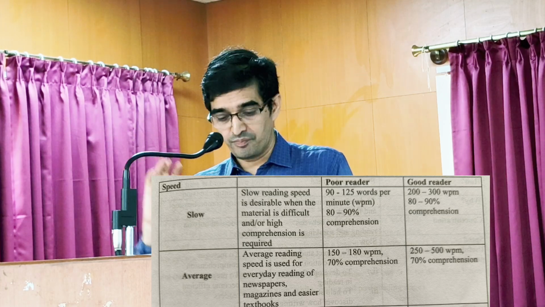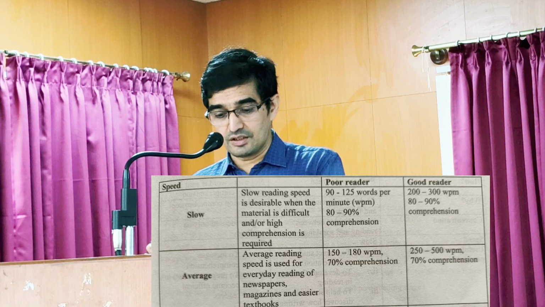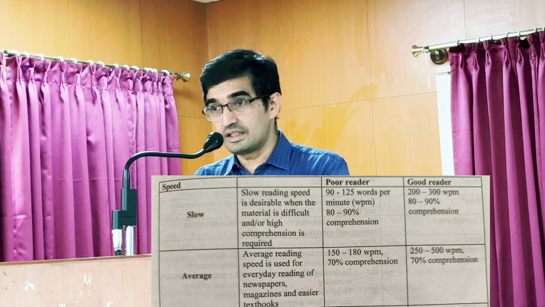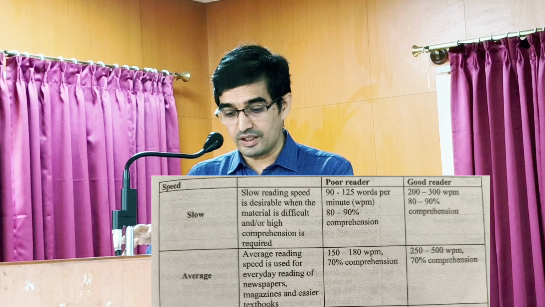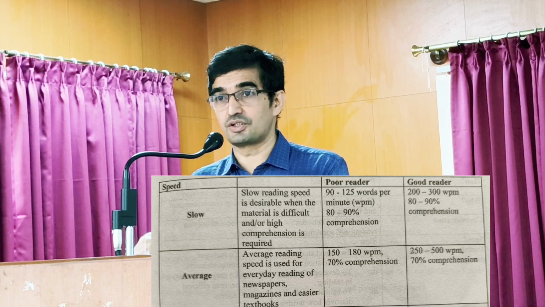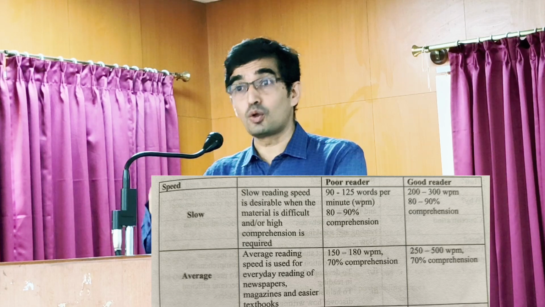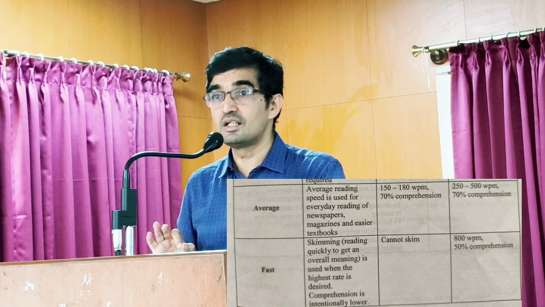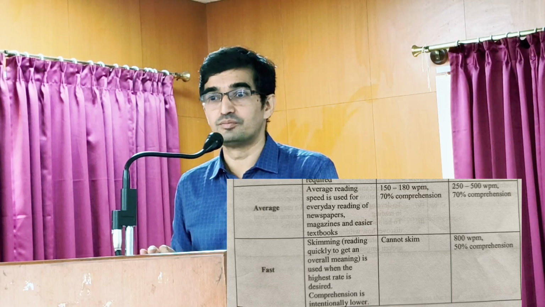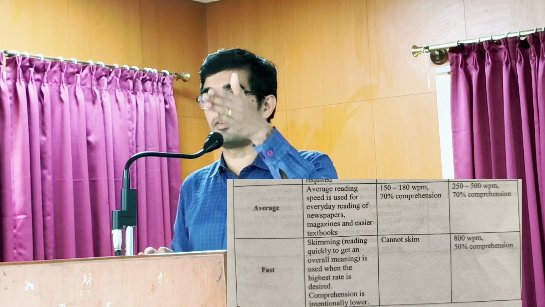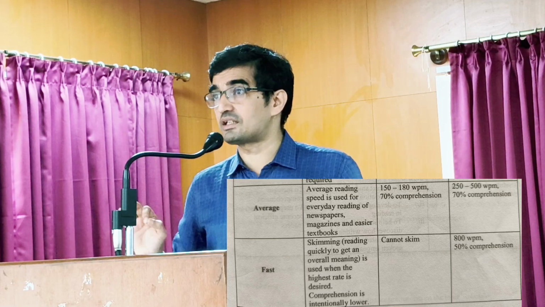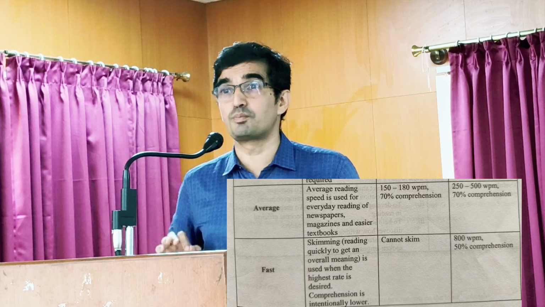is important, maybe. So if you're a poor reader, you'll be able to read 90 to 125 words per minute. All these are based on research studies. With 80 to 90% comprehension. Same material, if you're a good reader, you can read 200 to 300 words per minute with the same levels of comprehension. So you have to ask yourself, are you a poor reader or a good reader? If you're a good reader, even scientific passages, you should be able to read 200 words per minute.